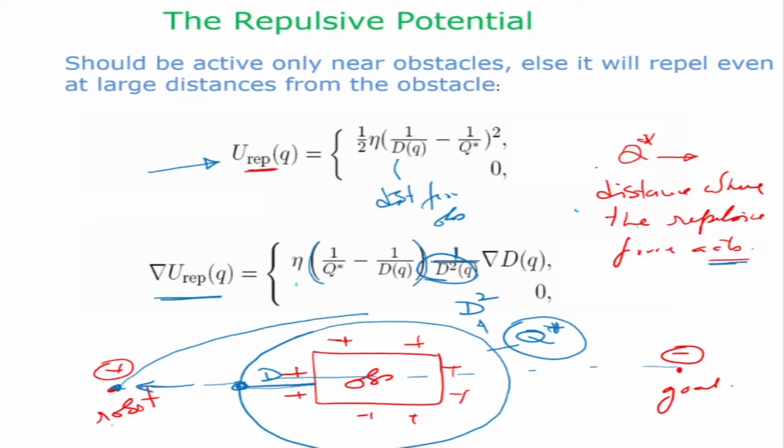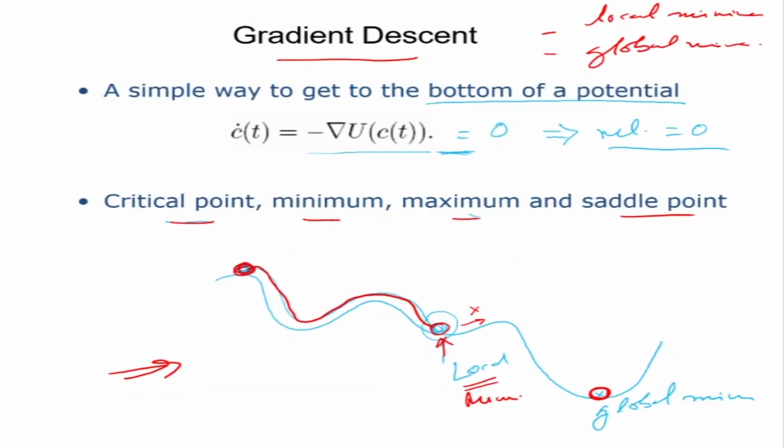Now again we have a constant here. This is an eta constant. So again, if eta is high, the repulsive force will be high. If eta is low, then the repulsive force will be low. So we have two constants, zeta and eta, and we have to find values of zeta and eta, right? So now let's look at how to use the gradient descent method.